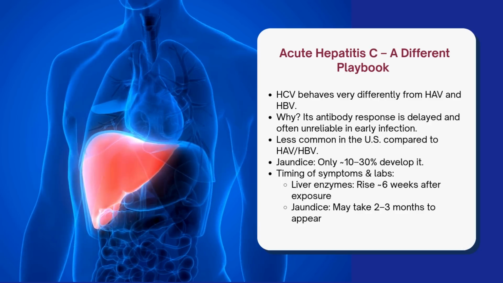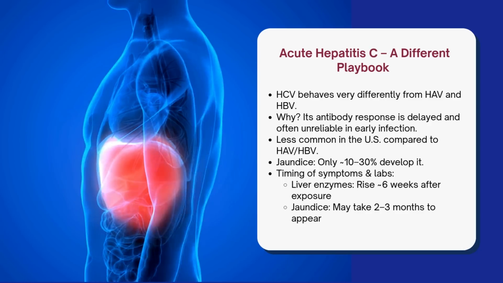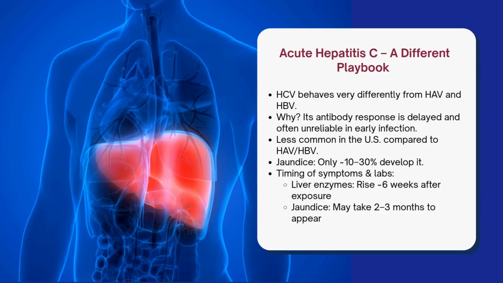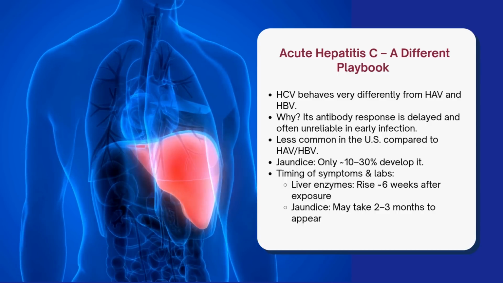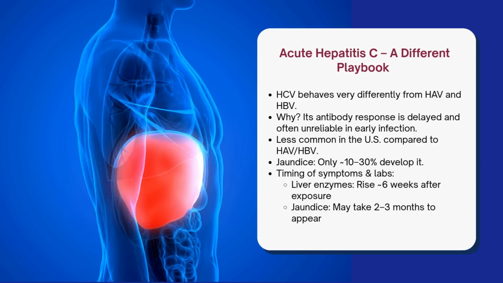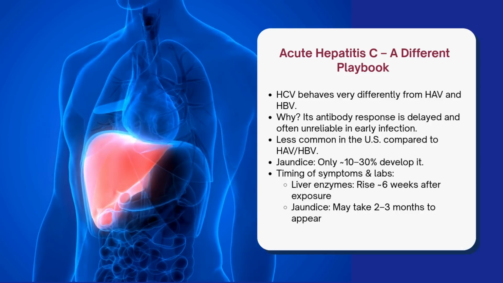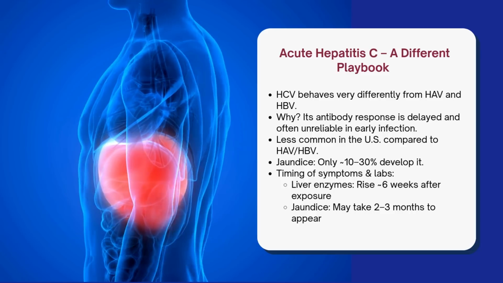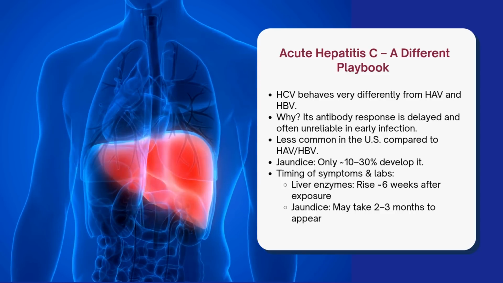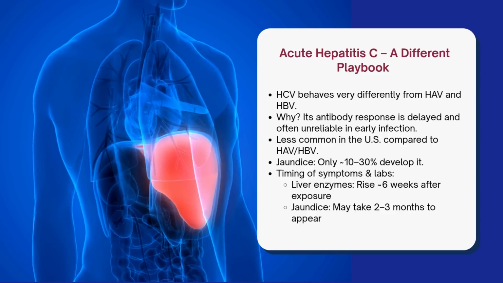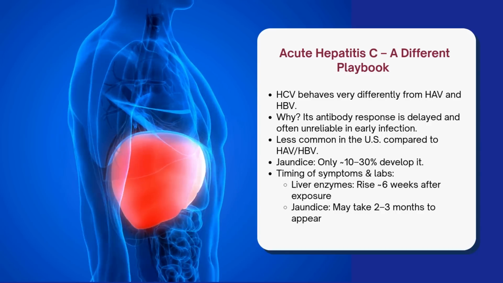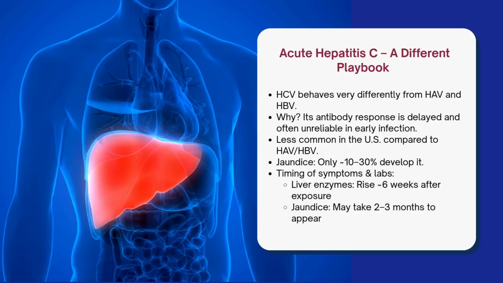Now let's take a closer look at acute hepatitis C, and why it doesn't follow the same playbook as hepatitis A or B. First of all, antibodies aren't always present early on. In the US, acute HCV makes up a smaller slice of all acute hepatitis cases. And only about 10% to 30% of patients develop jaundice. So when does it show up in labs?